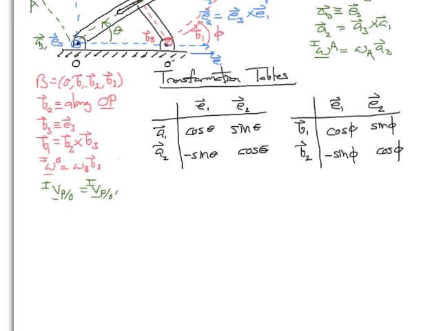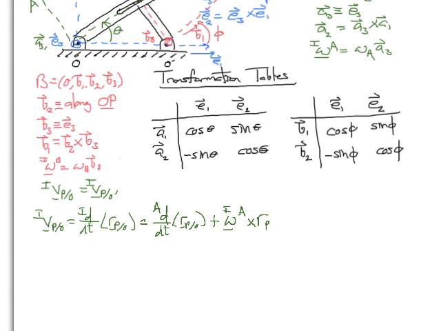So for the velocity of P with respect to point O, as observed in the inertial reference frame, we're working through bar A. So this is equivalent to the time derivative, as observed in the inertial reference frame, of our position vector Rp with respect to O. And because we're working through bar A, we'll apply our transport theorem, which is the time derivative as observed in the reference frame A of that vector, Rp with respect to O, plus the angular velocity as observed in the inertial reference frame crossed with Rp with respect to O.